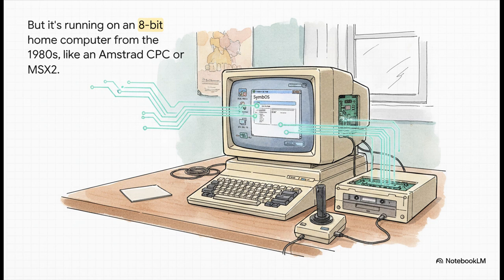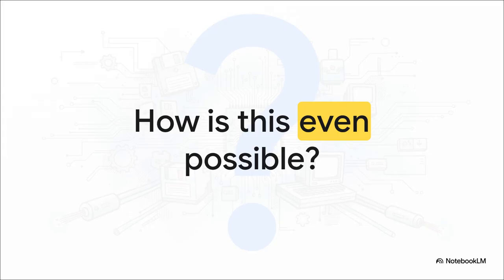Not even close. This whole thing, this graphical multitasking operating system, is running on an 8-bit home computer from the 1980s. We're talking something like an Amstrad CPC, powered by a little Zilog Z80 processor. So, that creates this fascinating paradox, doesn't it? How in the world do you run a sophisticated, modern-style OS on hardware that's literally orders of magnitude less powerful than the smartwatch on your wrist? That's the big question we're going to unravel today.